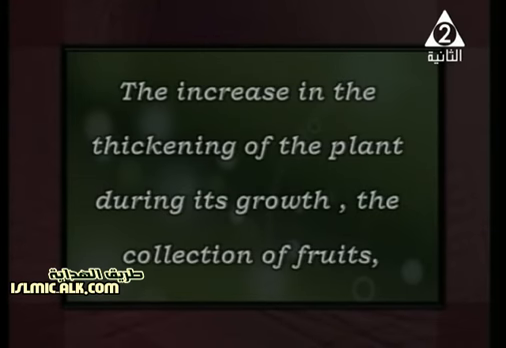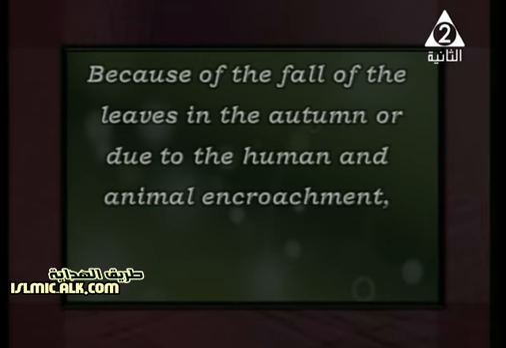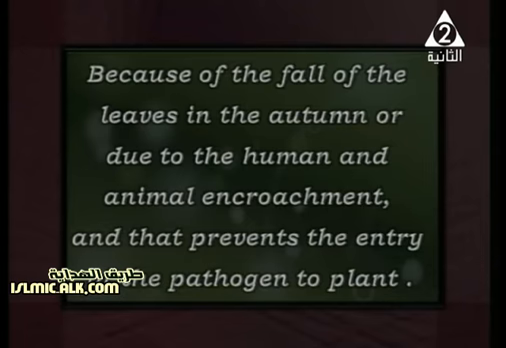So the increase in the thickening of the plant, I mean the cork layers, during its growth, the collection of the fruits also, and because of the fall of the leaves in the autumn, these are reasons for what? For protection of the plant from its biological activities, like falling leaves in the autumn, or due to what? Human or animal activity, and all of that causes what? Preventing the entry of the pathogen into the plant.